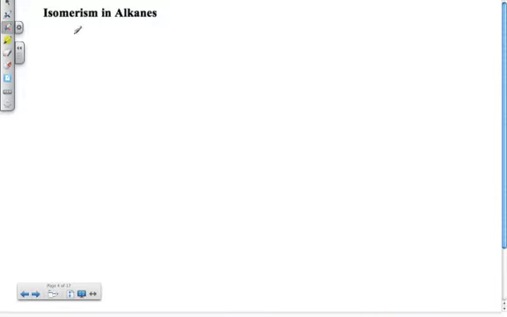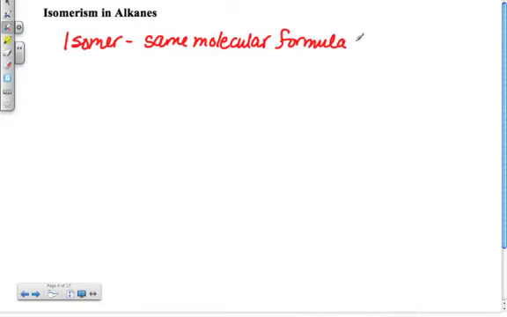What is an isomer? Well, to review, an isomer is something that has the same molecular formula but a different structural formula. So as soon as you take the structure and you arrange it differently, it has new chemical and physical properties, and therefore a new name.